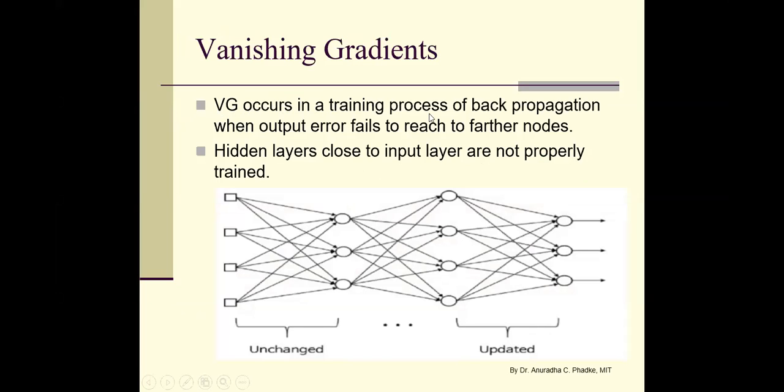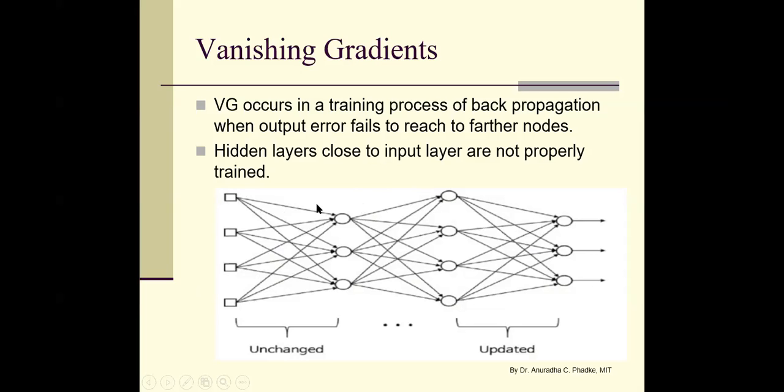Basically, vanishing gradient occurs in the training process of backpropagation when the output error fails to reach further nodes. Here we are propagating that gradient of error from the output layer to the hidden layer, then to the next hidden layers, and from the next hidden layers to the input layer, through the entire network. Now, what will happen if, after certain hidden layers, say when you reach the last hidden layer, this gradient value is very small? It is possible that when you reach almost your input layer, this gradient becomes almost zero.